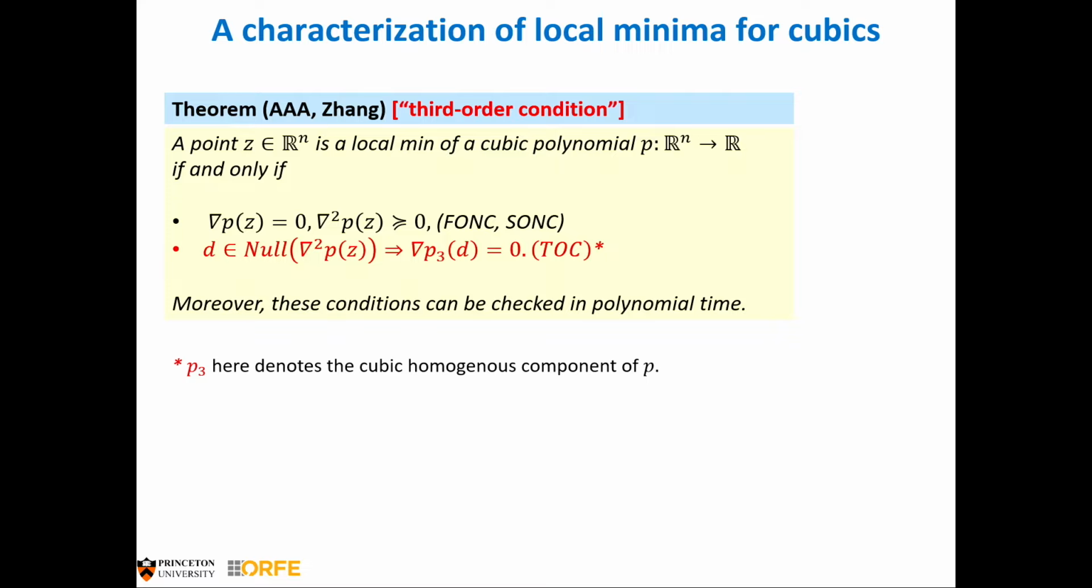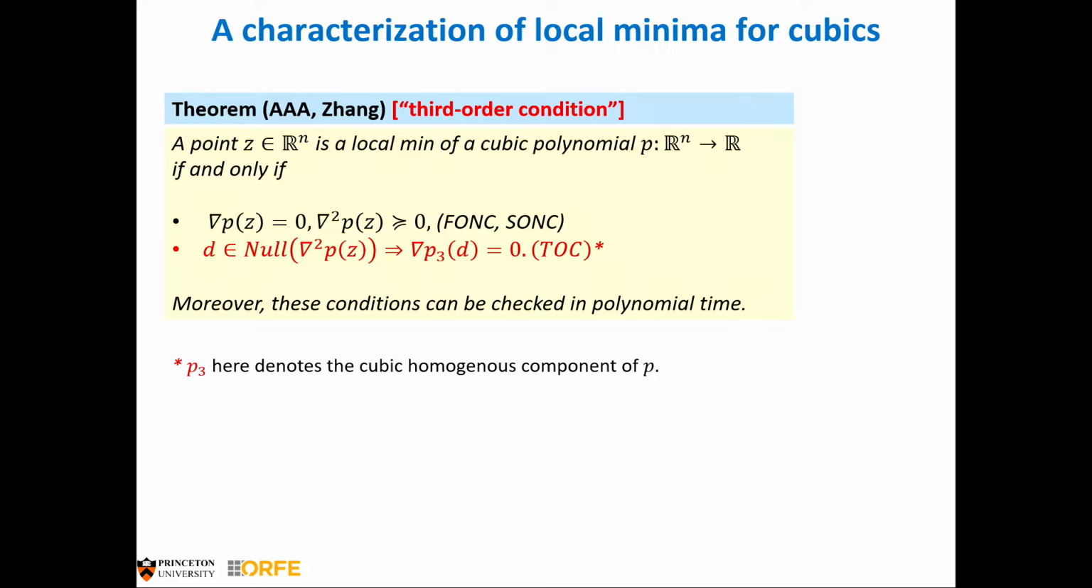It turns out that we can. A point z in R^n is a local min of a cubic polynomial if and only if 3 conditions hold. Now, you all recognize the first 2 from your first nonlinear programming course. These are the first order and second order necessary conditions.